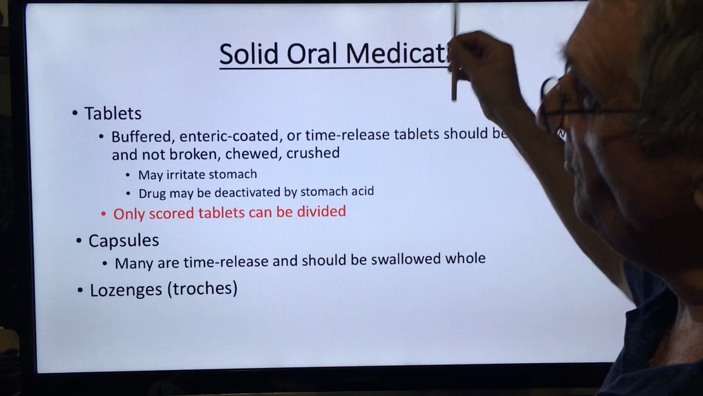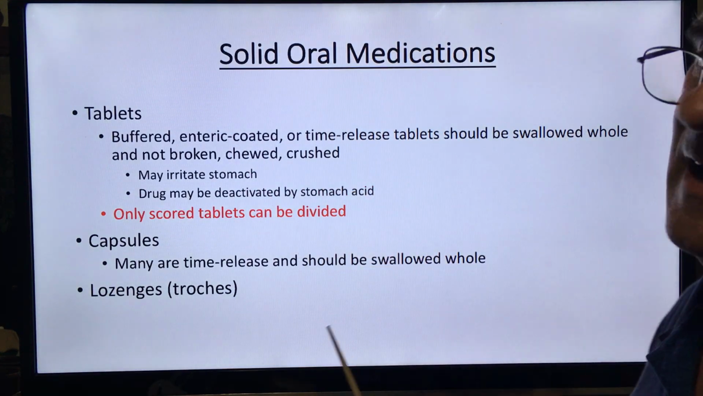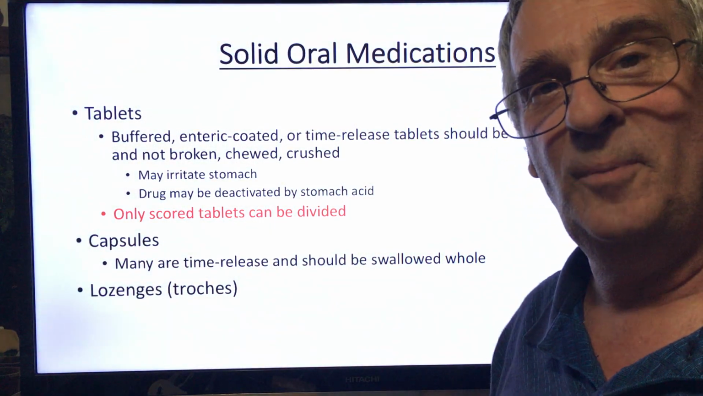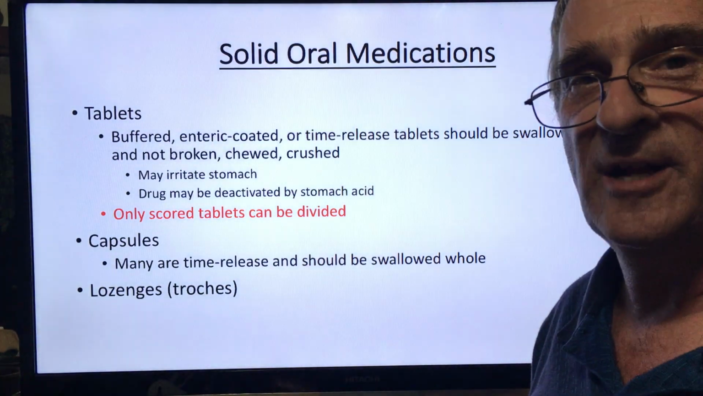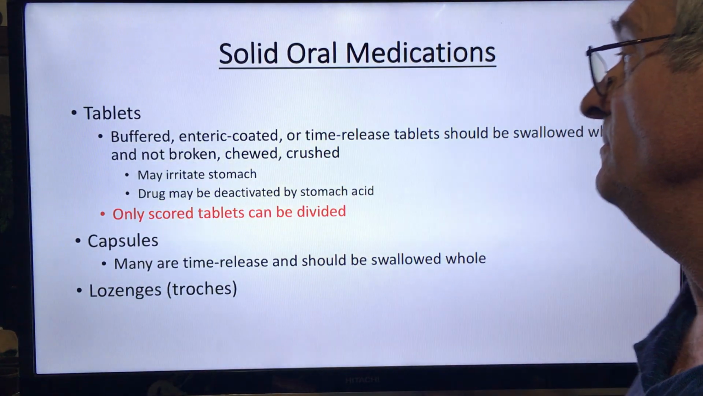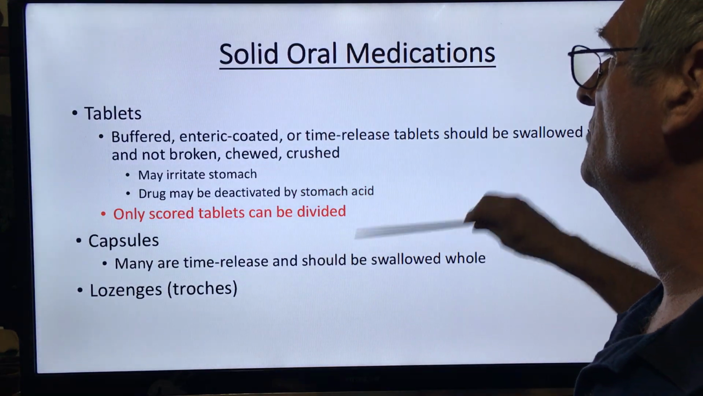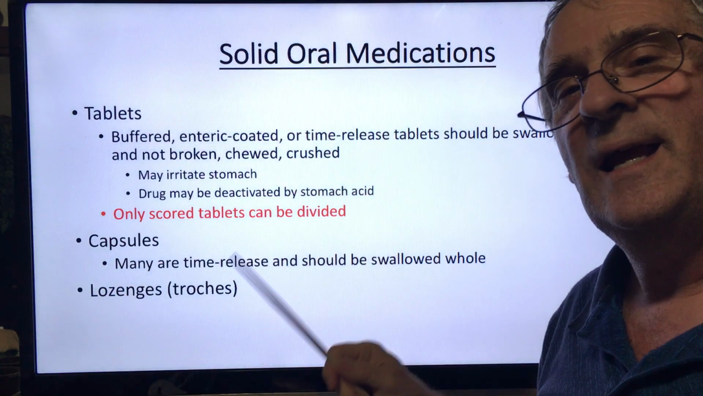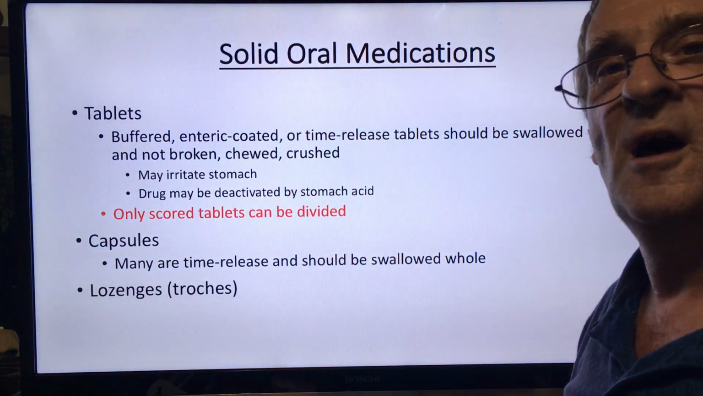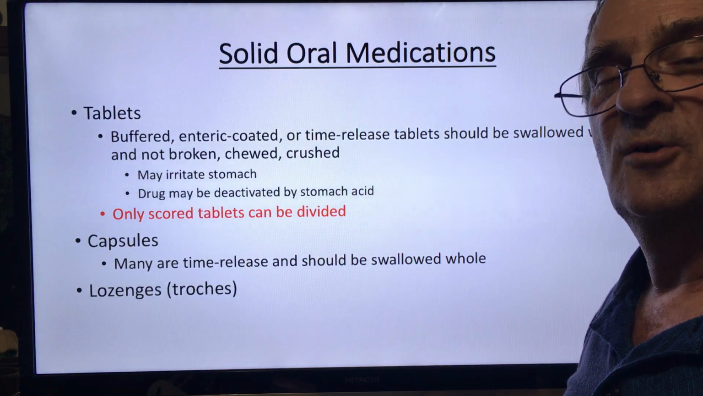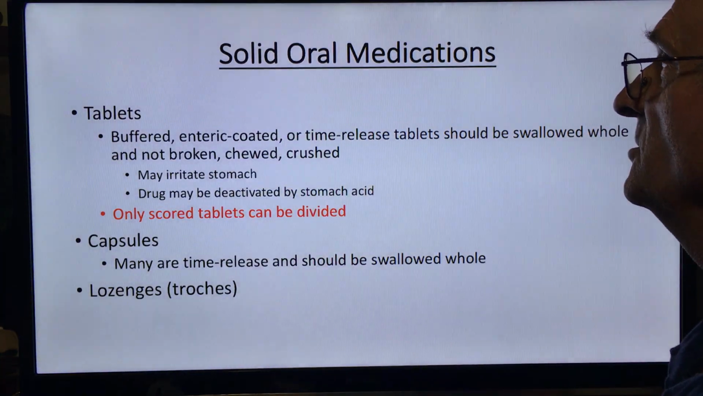So there are different forms of medications. Tablets and capsules and things like that are the ones that we typically give PO or under the tongue. Some of them, like nitroglycerin tablets, are given sublingually. But some tablets are buffered or enteric coated or timed release. Any tablets that are labeled time release or capsules cannot be broken. When you break them, you cause more of the drug to be released than it should be at any one time.